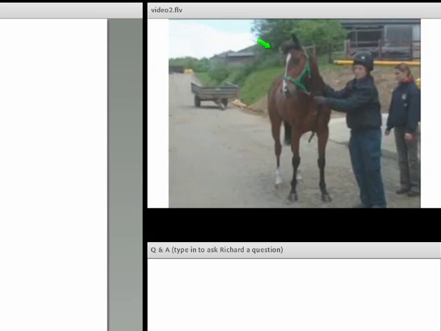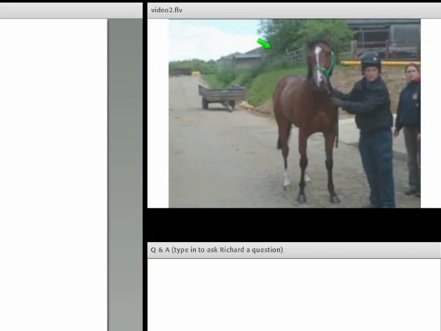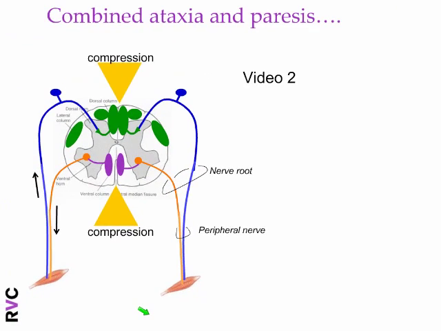I personally think that telling the difference between ataxia and paresis can be quite difficult, and for that reason, of course, we all take the easy option and just say the animal is both ataxic and weak.